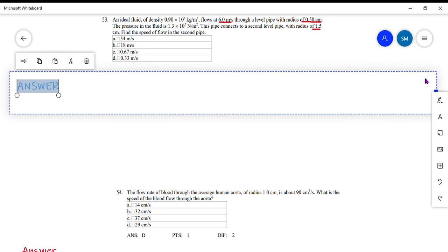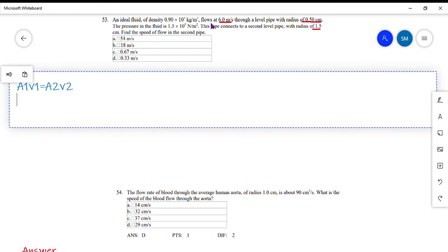Question number 53. He gave us the density of the fluid, the speed in the first pipe, the radius of the first pipe, the pressure, and the radius of the second pipe. He wants to know the speed of flow in the second pipe. We will not use the density or the pressure, because we will use this rule: A1 times V1 is equal to A2 times V2.